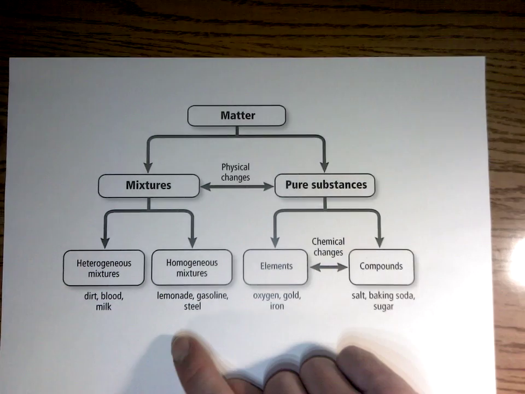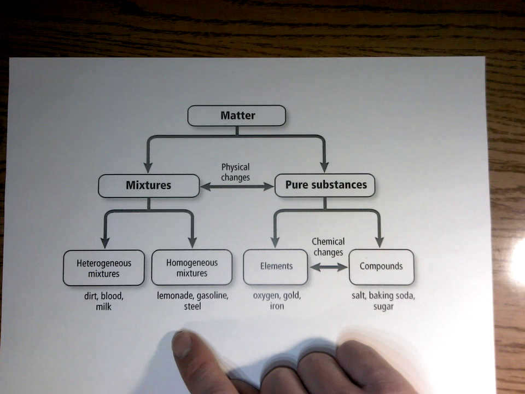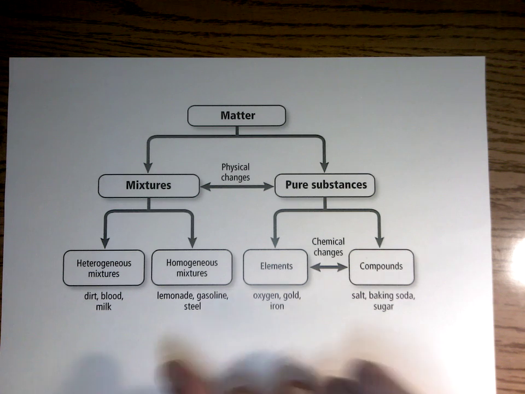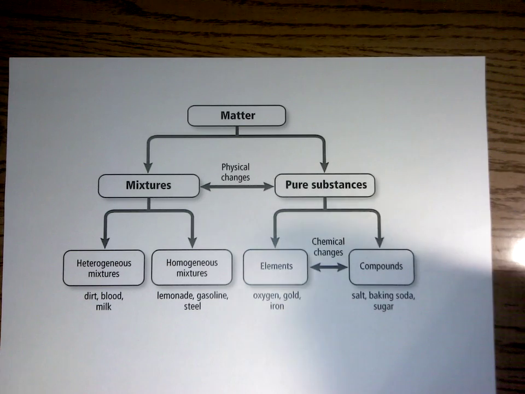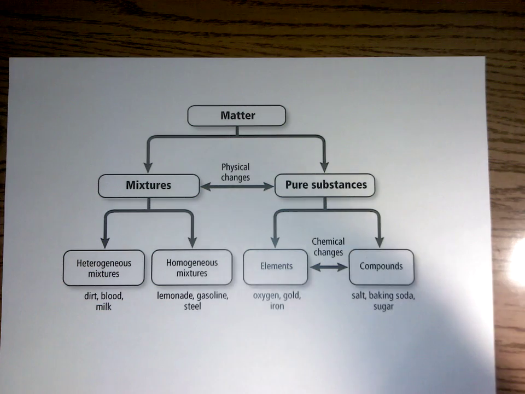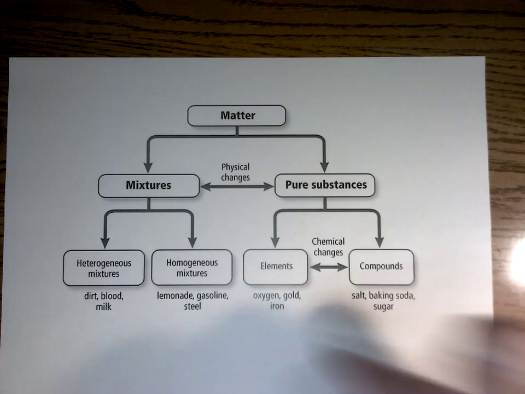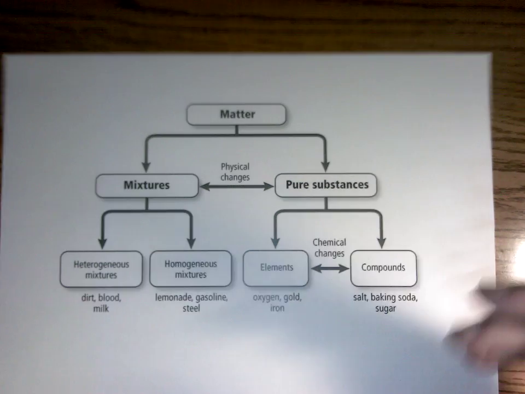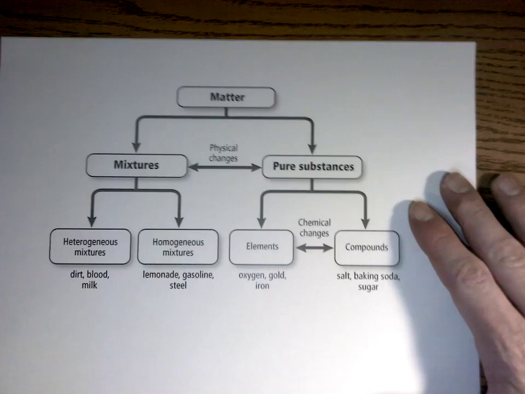Now, we can further break our mixtures, if we determine it as a mixture, into heterogeneous and homogeneous mixtures. So remember, heterogeneous, you can essentially see those clumps, something like salad. Homogeneous is consistent throughout, so something like soda pop.